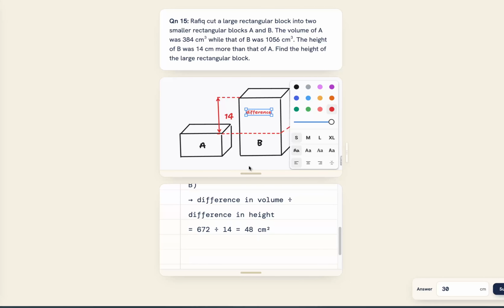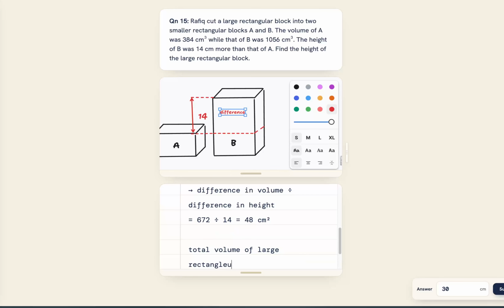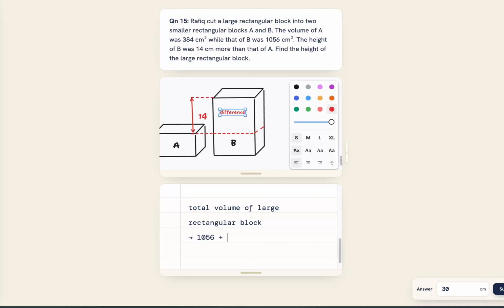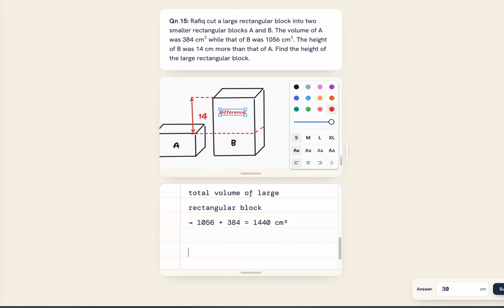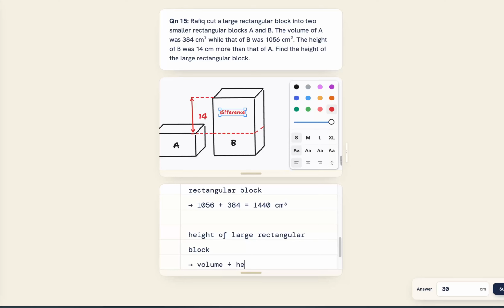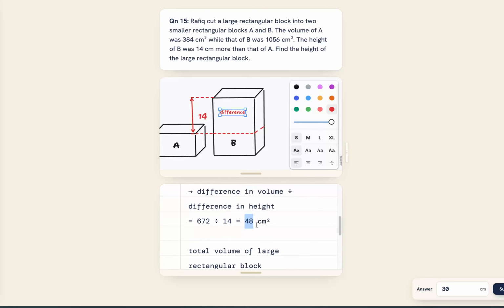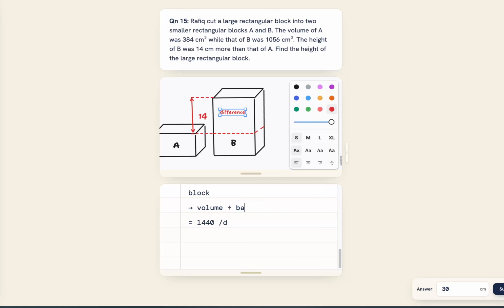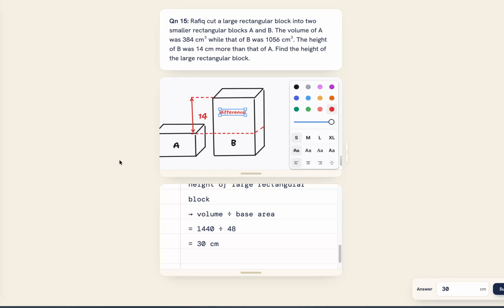So how do we do that? Basically, the total volume of the large rectangular block would be equal to 1056 plus 384. This will be 1440 centimeter cube. Then since we know the base area, the height of the large rectangular block is basically volume divided by base area. Sorry, volume divided by base area, not height. So we divide 1440 by the base area 48, and this will be 30 centimeters. Okay, there you go. So that's the answer, 30 centimeters.